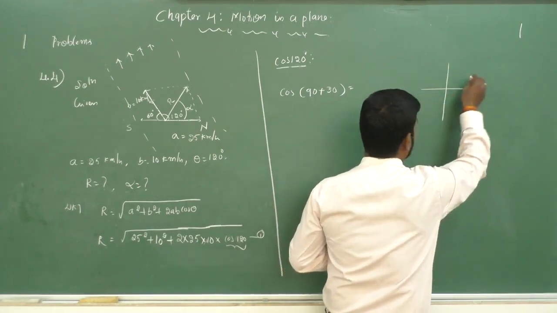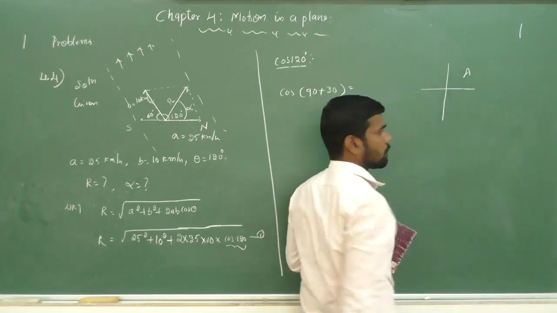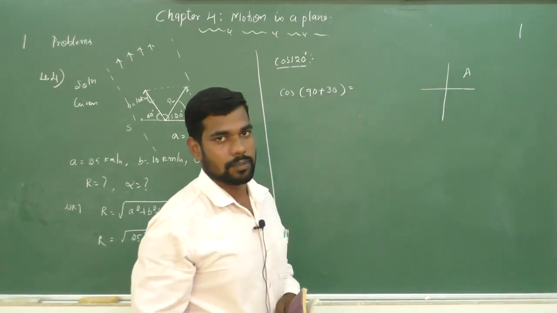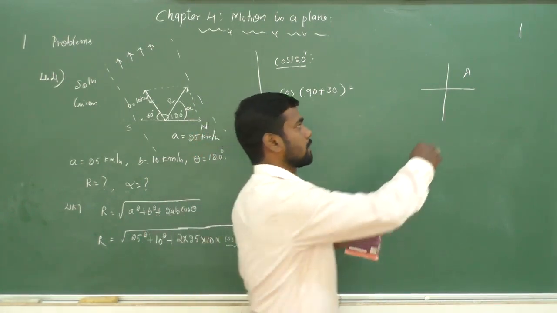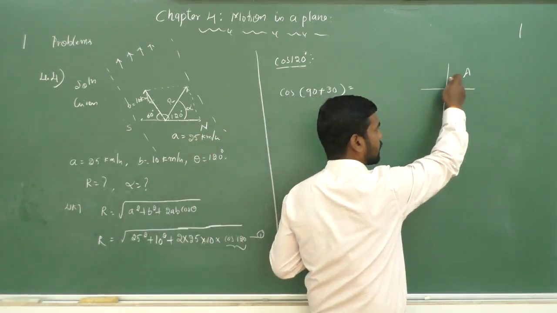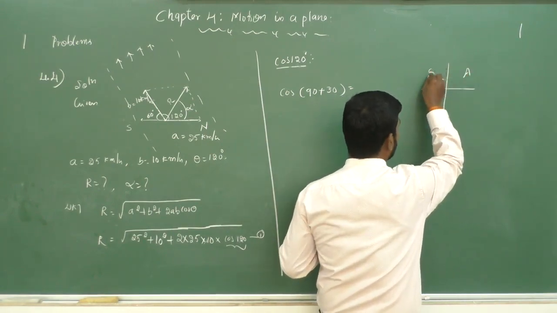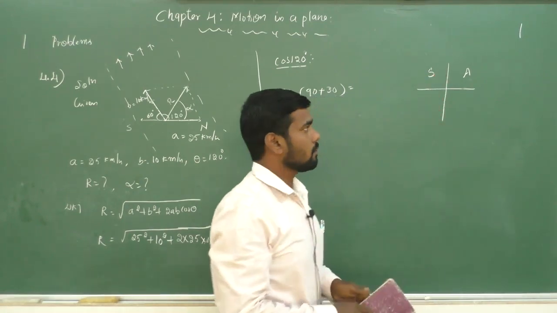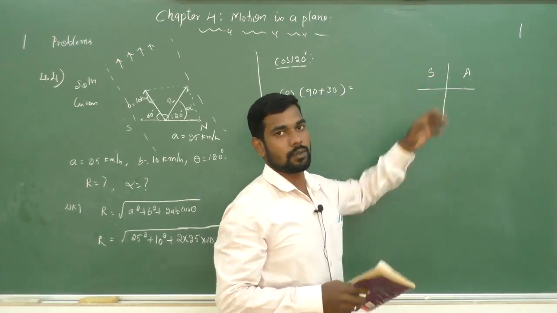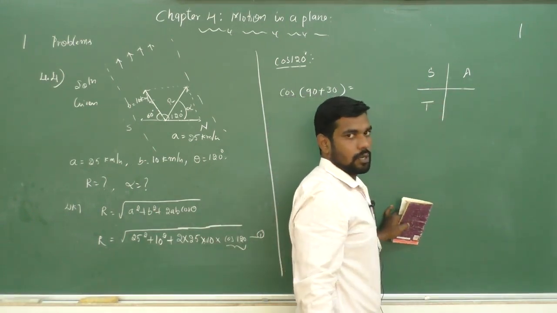In the first quadrant, all trigonometric functions take the positive value: sin theta, cos theta, tan theta, for all values less than 90. Similarly, in the second quadrant only sin value will be positive. In the third quadrant, tan and cot will be positive.